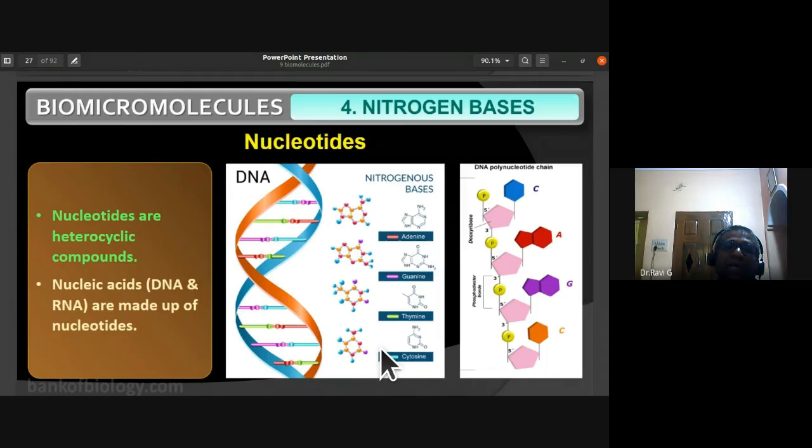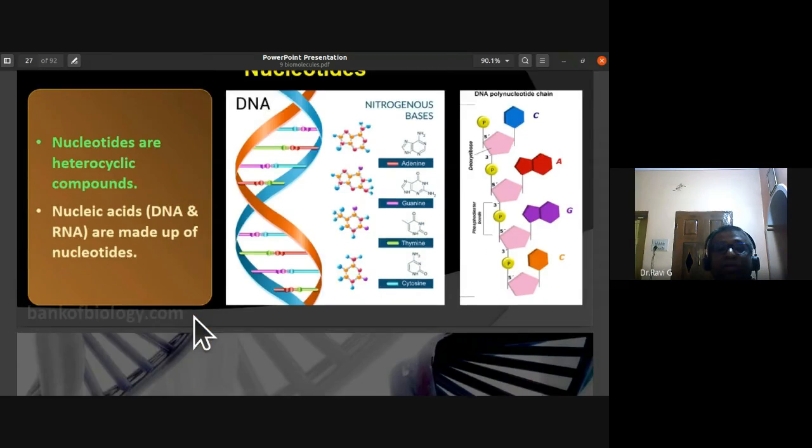The nucleotides are heterocyclic compounds. Nucleic acids, DNA and RNA, are made up of nucleotides. So they are not made up of a single type; they are not homocyclic, they are heterocyclic compounds. DNA and RNA are made up of nucleotides.